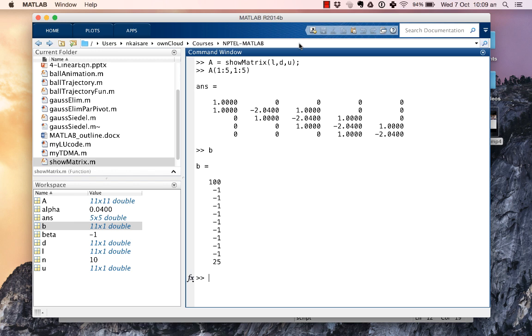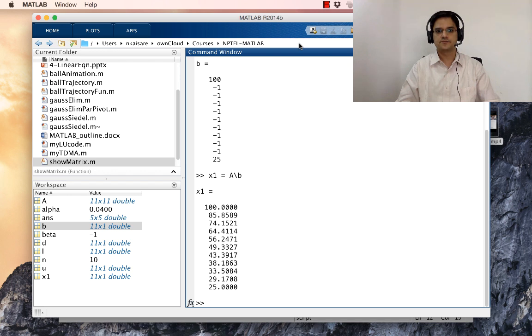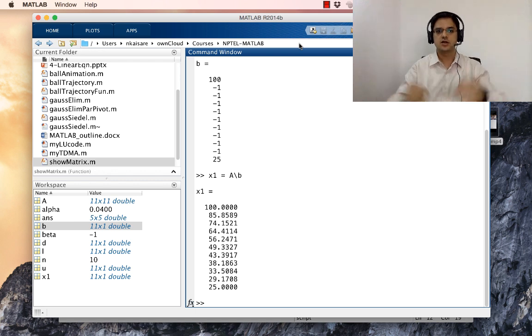Now at this stage, what we can also do is solve it using the methods that we have seen in lecture 4.1, which means our x, we'll call this as x1 equal to A backslash B, and this is the solution. Okay, so this is the overall temperatures in the rod going from one end to the other, from the 100 degrees Celsius end to the 25 degrees Celsius end. And this is the result. What we want to do is reproduce this result not using the slash, but using the Tdma algorithm.